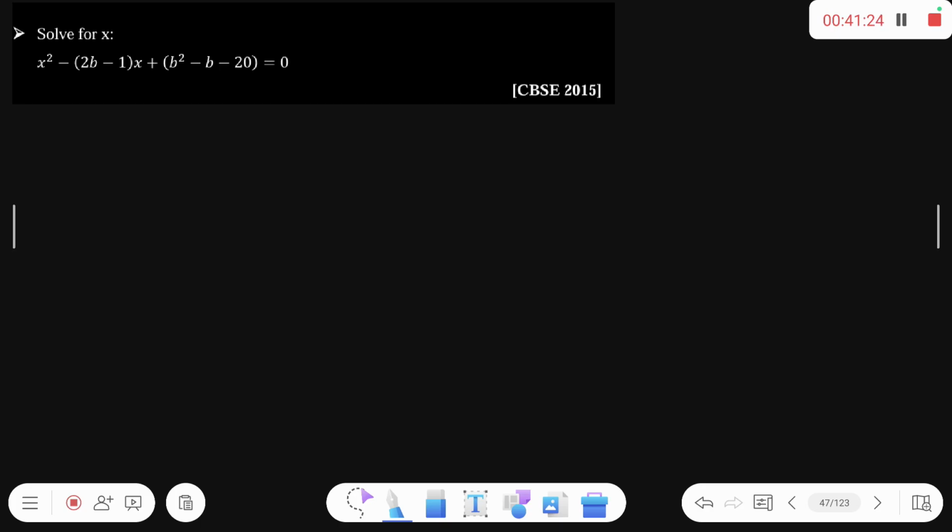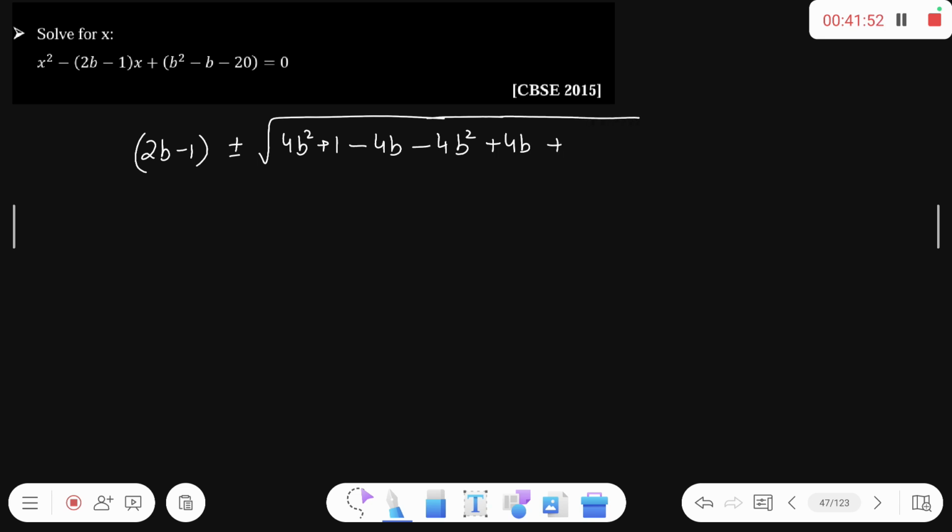Solve for x again. It is 2b minus 1 plus minus under the root 2b minus 1 whole square, that is 4b square plus 1 minus 2 into 4b plus minus 4ac. So it is minus 4, a is 1 and c is 4b square minus minus plus 4b minus minus plus 4 into 20 is 80 divided by 2 is your equation. So cancel the terms.